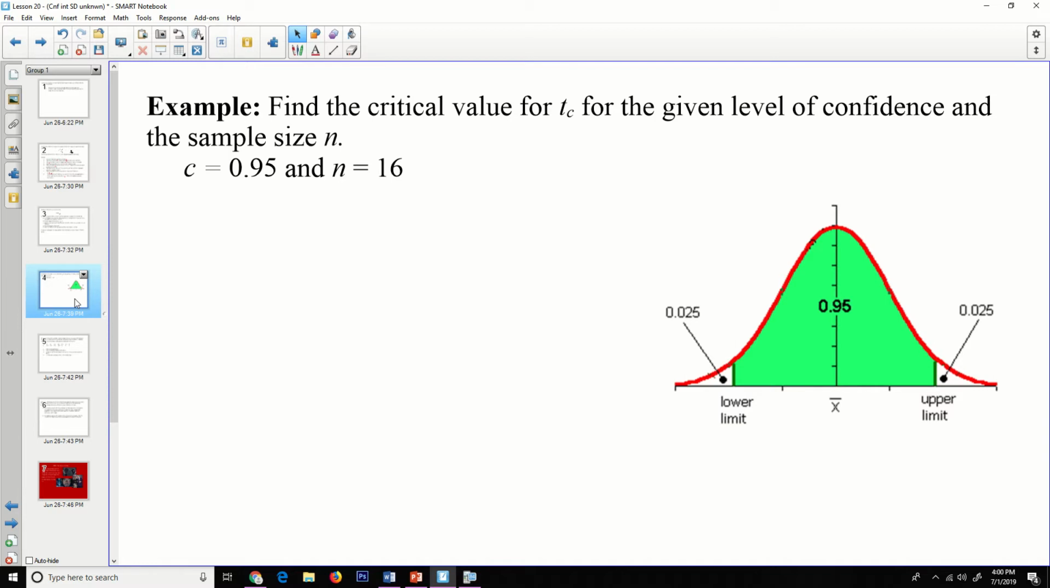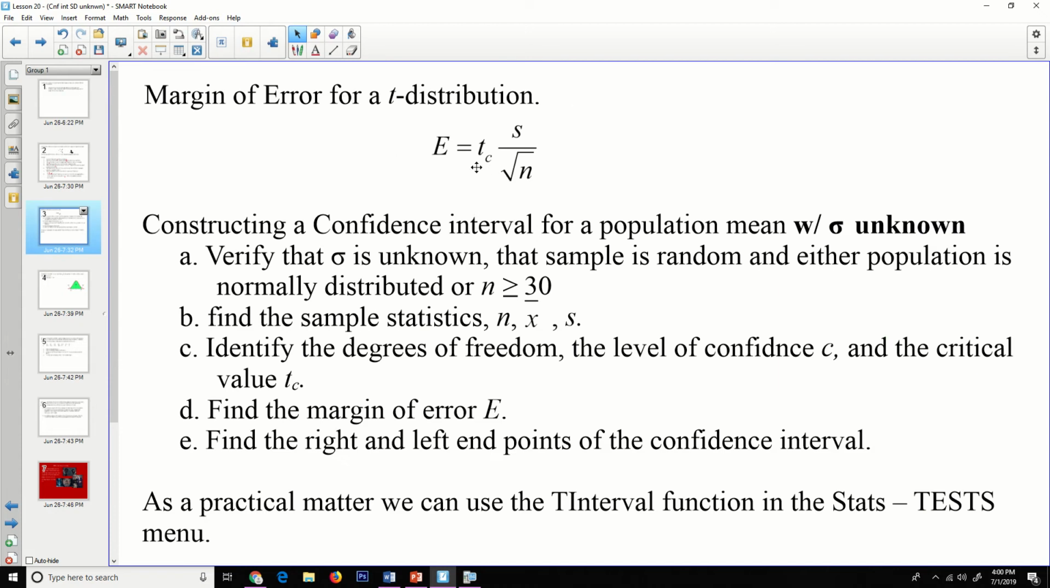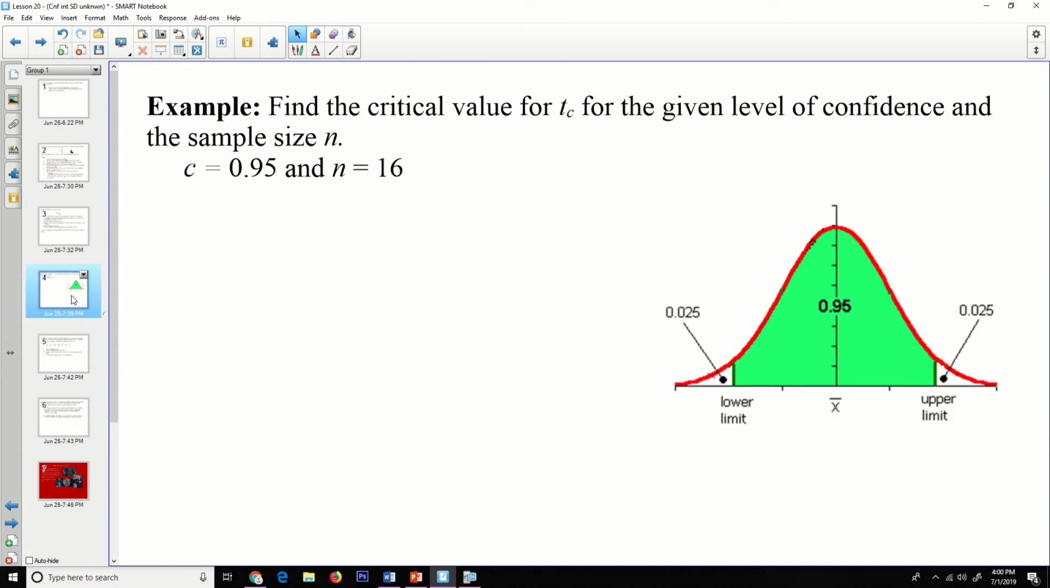The first thing we want to talk about is how we're going to find that t of c so that we can plug it into this equation. It's a little bit different. Say we have a 95% confidence interval and a sample size n of 16. When we're using a calculator, it's going to do it for us, but just as a review, the degrees of freedom are equal to n minus 1, which in this case is 16 minus 1, so our degrees of freedom for this one is 15.